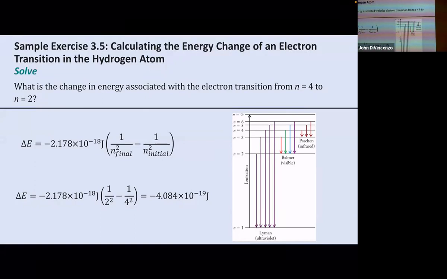For any single one-level transition, 2 to 1 is always going to be the biggest, right? The next biggest will be 3 and 2. The next biggest will be 4 and 3. They're getting closer and closer together. Does that make sense?